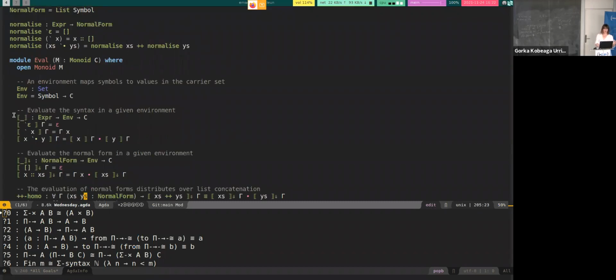And once I have that, I define the two evaluations. One is going to happen on the original expression, and the other one is going to happen on the normalized form. The one on the original expression takes an expression, takes an environment, and gives you back something evaluated. So if it's the empty expression, it's going to give you epsilon back. If it has a symbol, it's going to look up that symbol. So here gamma is the environment, and it's a function from symbols to C. And it's going to use it to look up that symbol. And if it's a composition, it's going to just evaluate it pairwise.